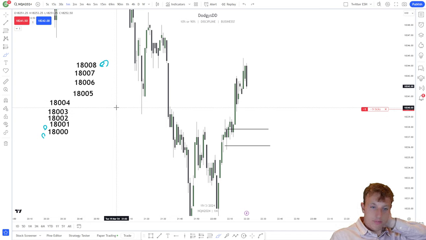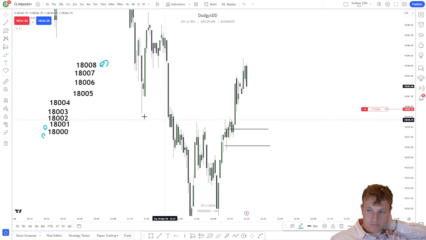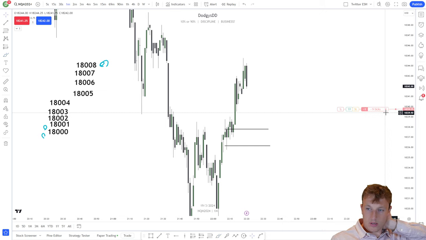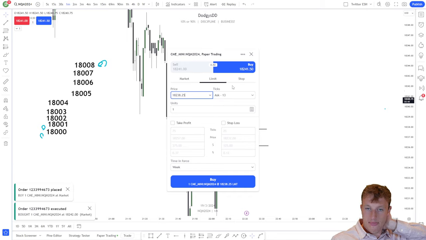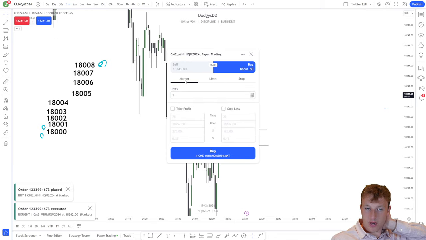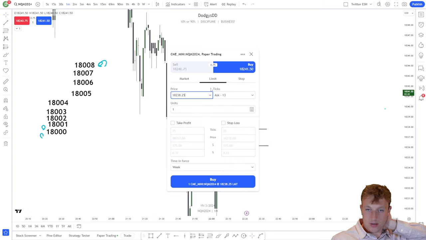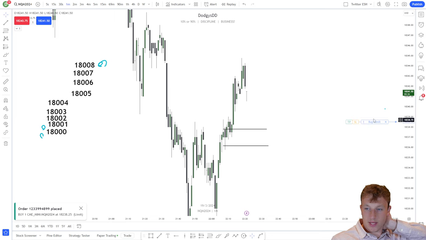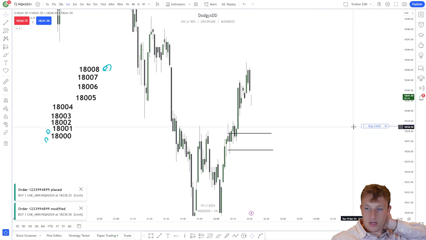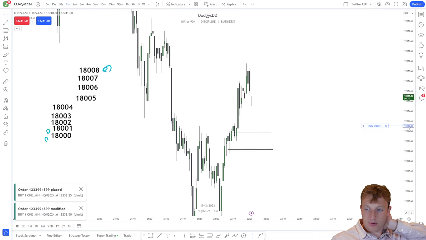Now, a limit order is where you will typically get filled where you put your limit. All it is, is you click this plus button, and you can click create an order. And again, this is a market order, so it fills you wherever. Now, this is a limit order. With a limit order, you click buy, and you can basically place a limit here, and it's going to get you in at that price.